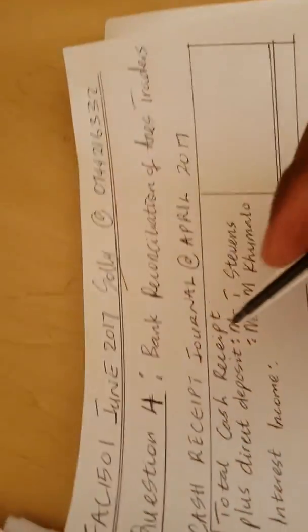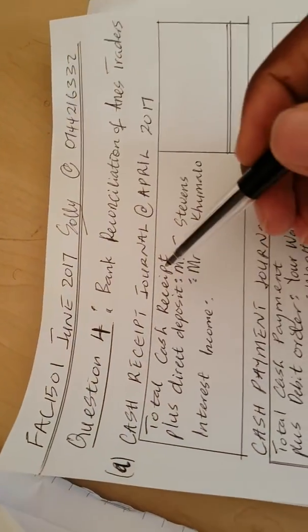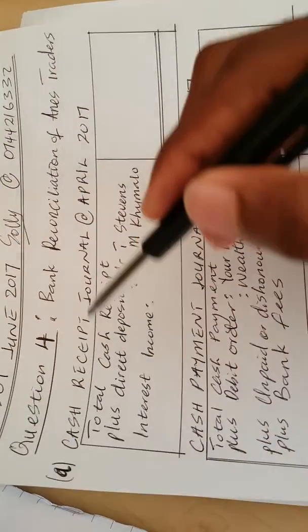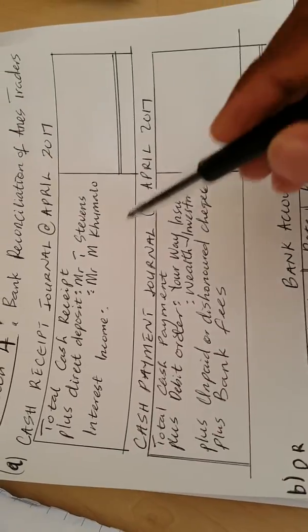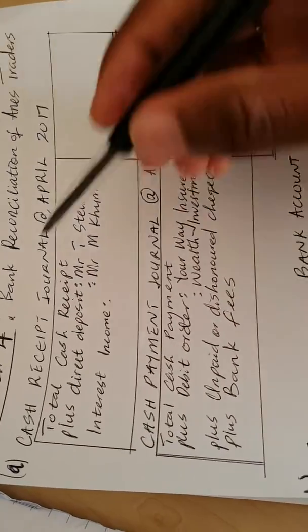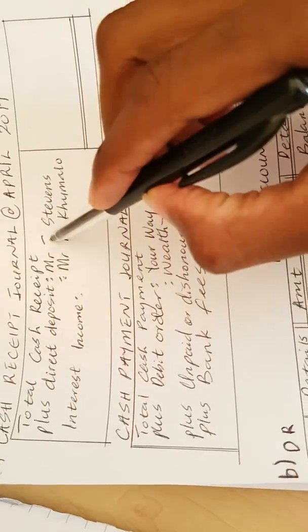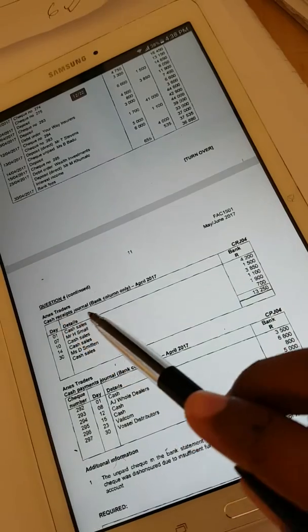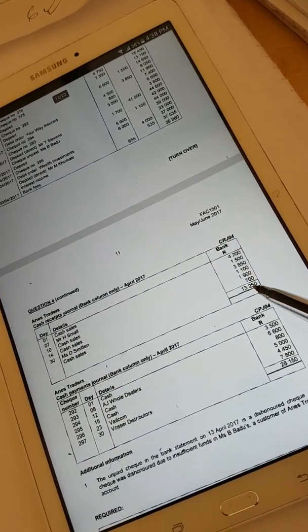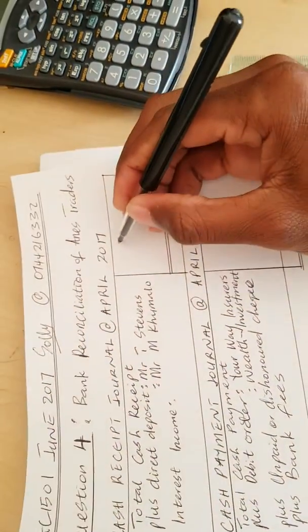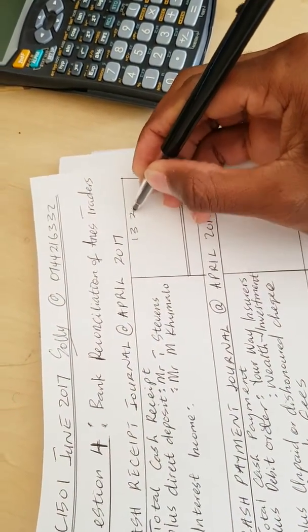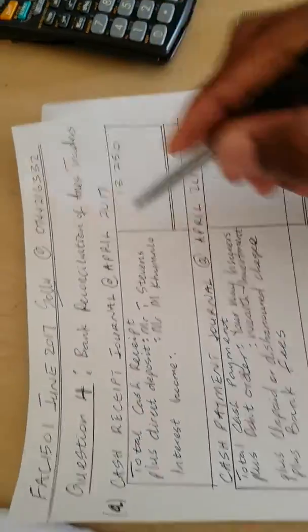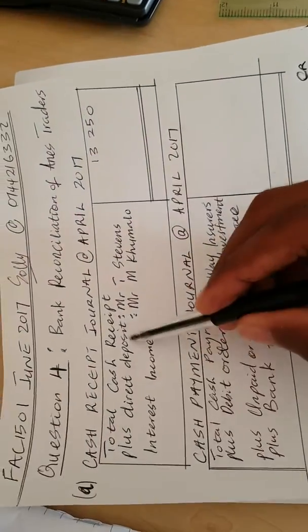So now basically these items are, okay, let's see how we do the cash receipt journal. Okay, number A, complete the cash receipt and the cash payment. So I want to show you how we complete the cash receipt. Start with the total cash receipt, and the total cash receipt is here in the cash receipt journal, 13,250. You will come and say the total cash receipt is 13,250, and then you're going to have to add the direct deposits.